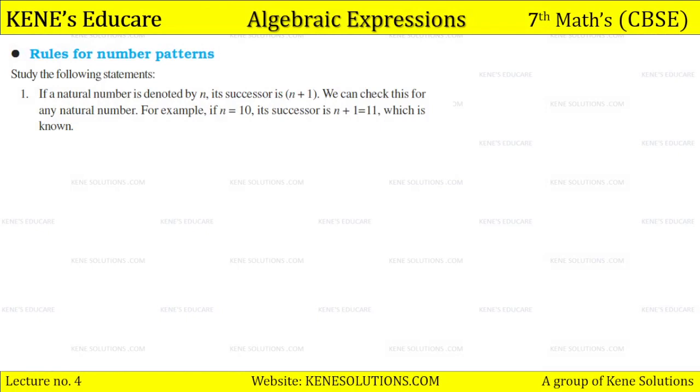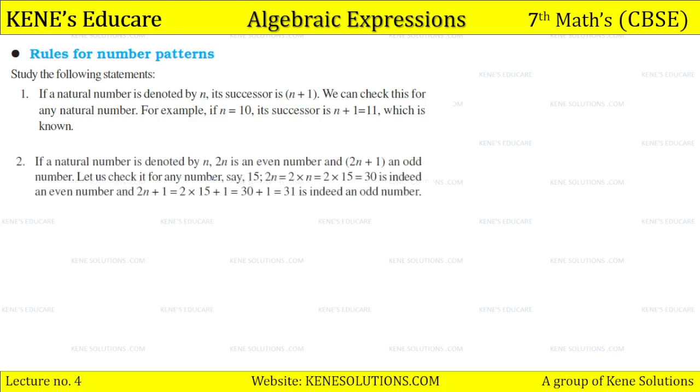And then rules for number patterns. Study the following statement. If a natural number is denoted by n, its successor क्या हो जाएगा? उसका आगे का नंबर क्या होगा? n+1 होगा. उसके आगे का नंबर क्या होगा? n+1+1 यहाँ पर होगा. ओके, मतलब इसमें हमने +1 किया तो हमें आगे वाला answer मिल जाएगा. So we can check this for any natural number. जैसे कि for example n is equal to 10 हमने पुट किया, so we get 10+1, its successor, so it's 11. So its successor n+1 means we get 11, which is known.